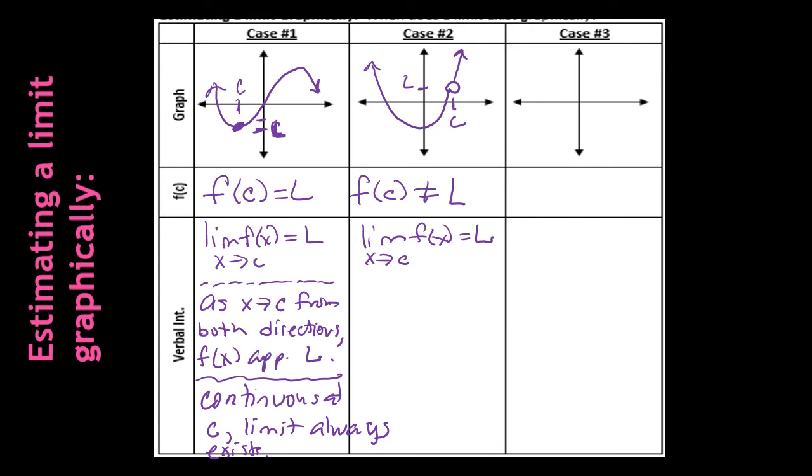So even though I have a point that does not exist at C, I can approach it from both directions and the limit still exists.